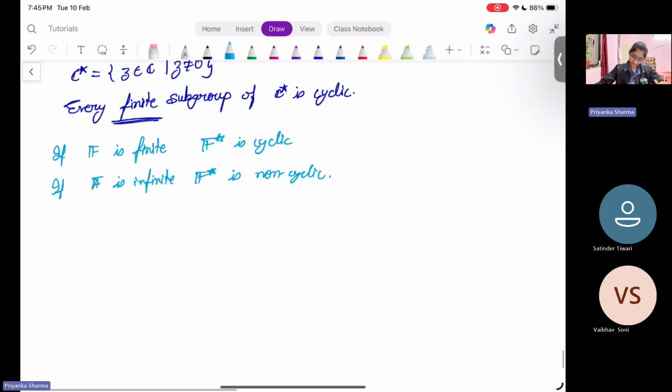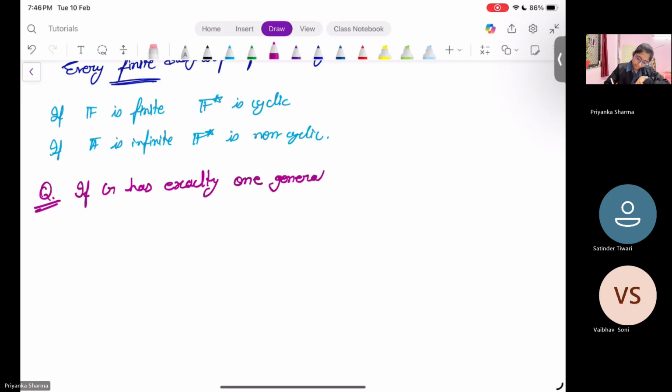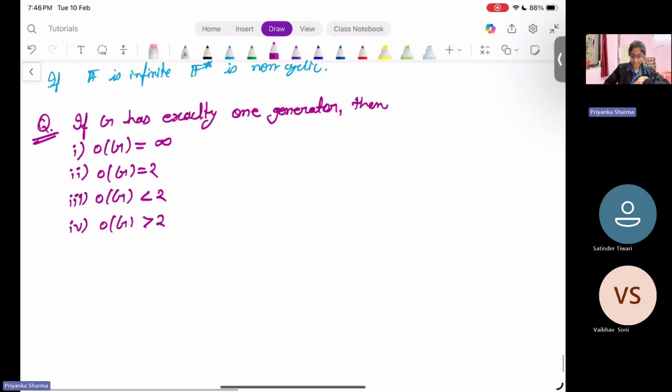Now I'm giving another statement. Check whether this is true or false, or I can split it in several cases. So let G be a group and G has exactly one generator. Then what can you conclude about the order of G? Order of G is infinity. Order of G is 2. Order of G is less than 2. Order of G is greater than 2. What can you say?